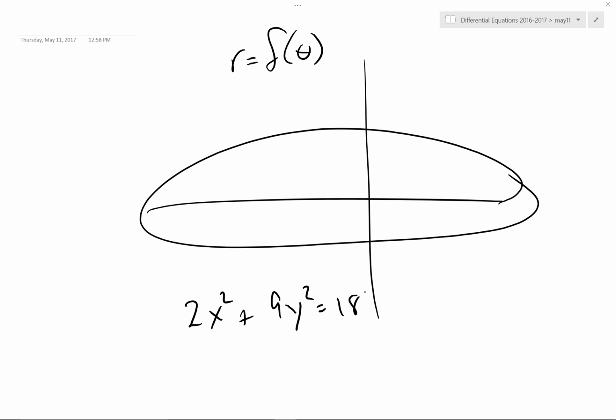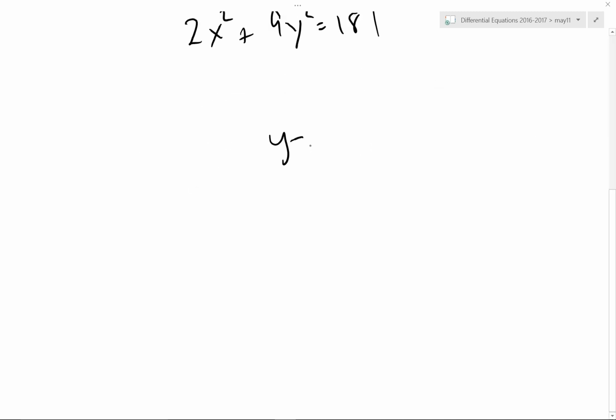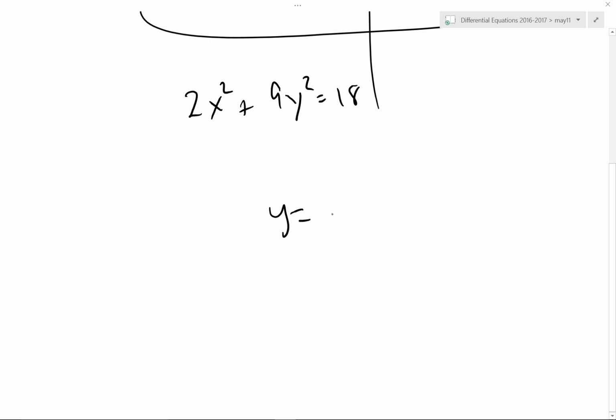In theory, yes, you could turn this inside out. I mean, you could obviously solve for y. Any idiot can do that part. And when I say that, I really mean that this time. 18 minus 9y squared over 2, right?